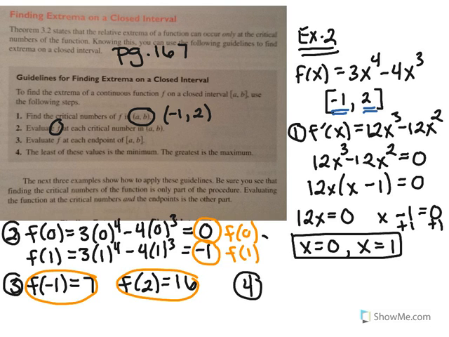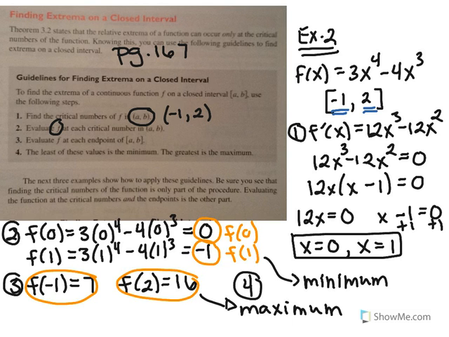So this guy right here, oh, not that one. Once again, I'm sorry, I'm tired. This guy right here is my minimum. And my maximum would be f of 2 because it has the biggest value. And these are considered to be your critical numbers and your maximums and minimums.